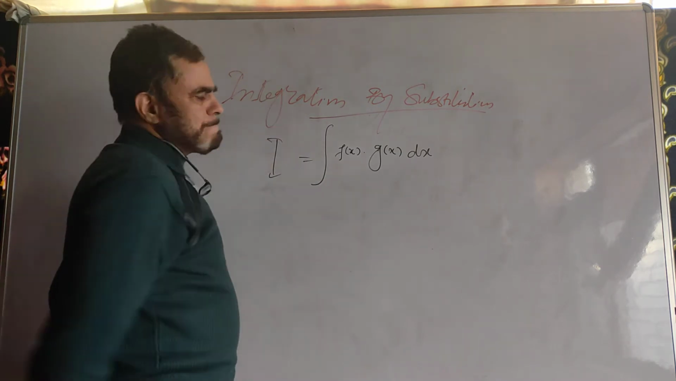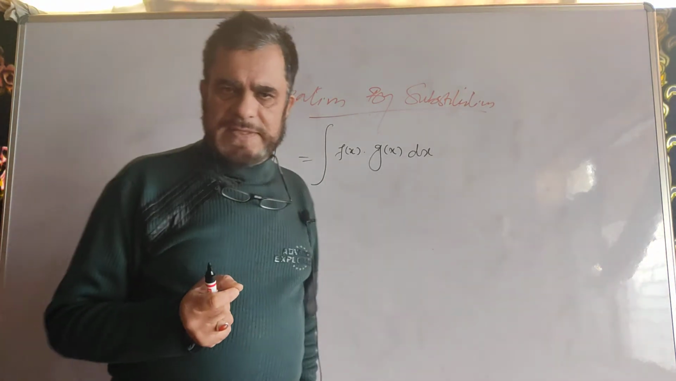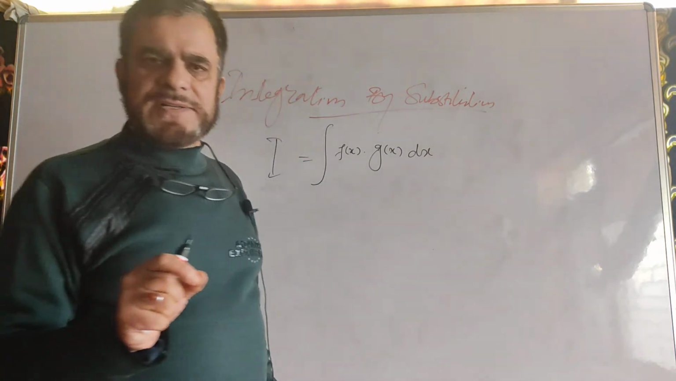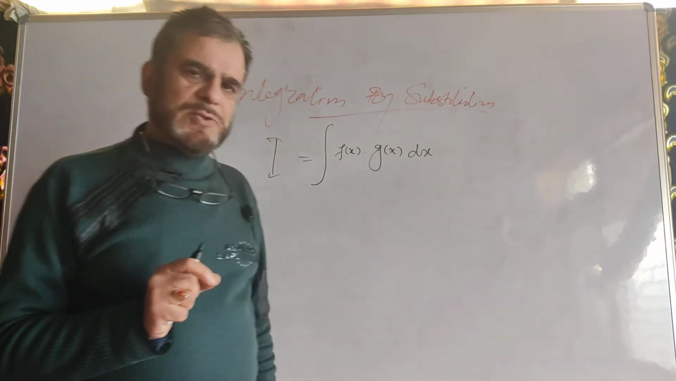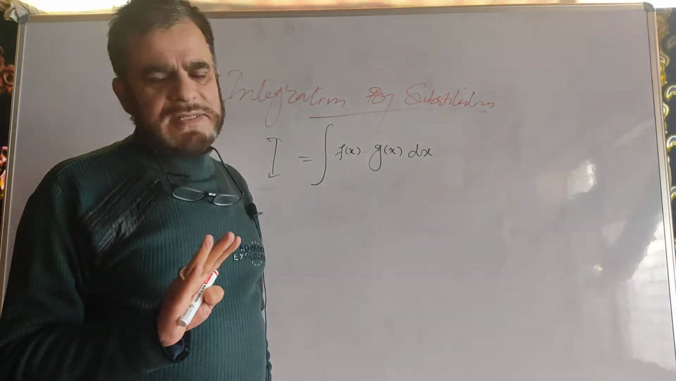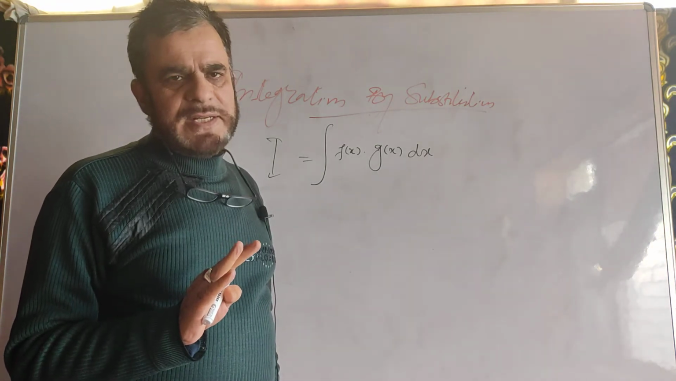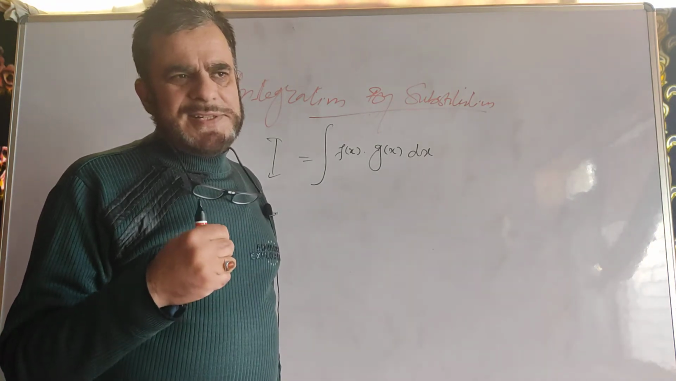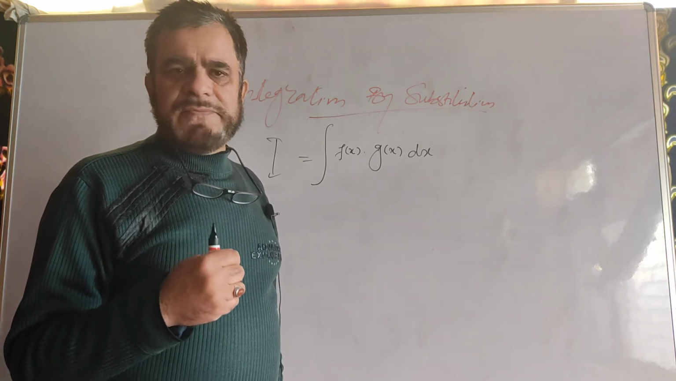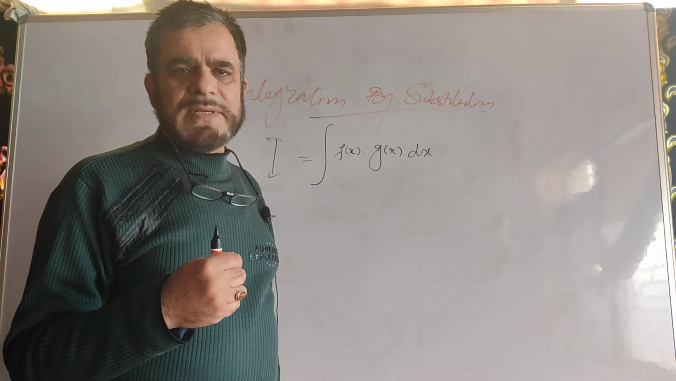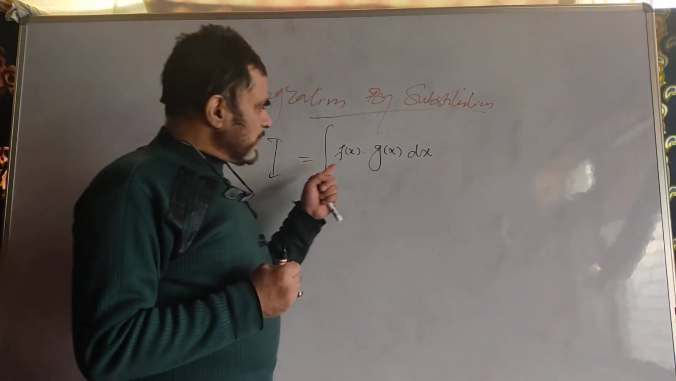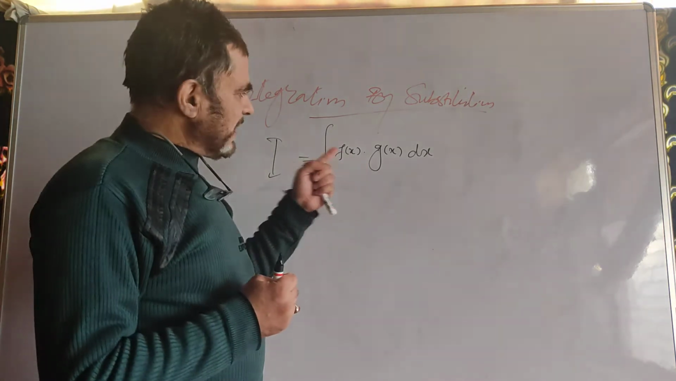Actually, there is no hard and fast rule to integrate a function by substitution. There is no fixed rule for substitution. When you apply the substitution method, you have to just look into the function. You have to see which function is the derivative of the second function. You have the product of two functions here. One is f(x), another is g(x).